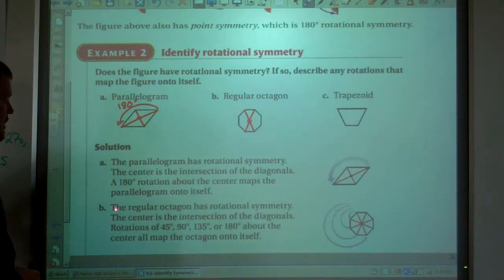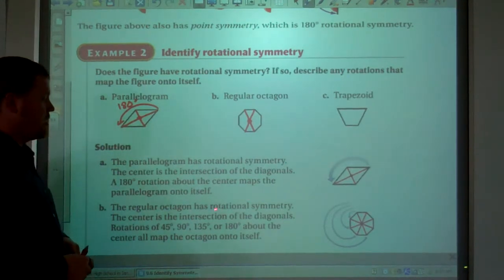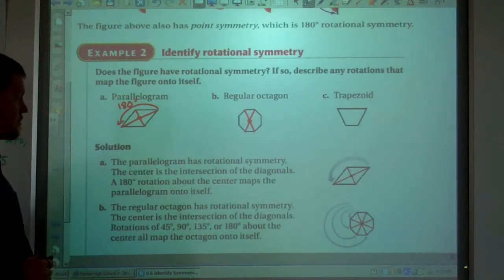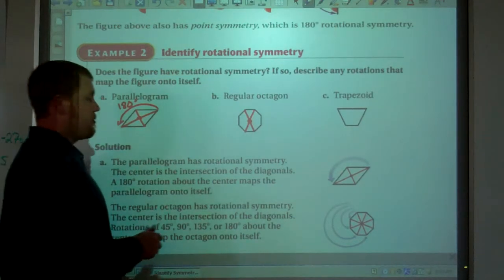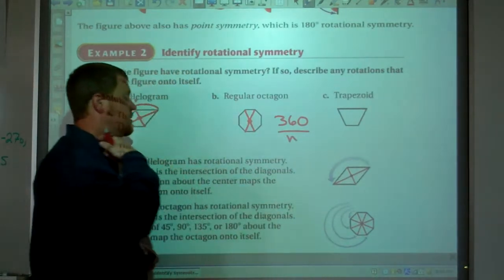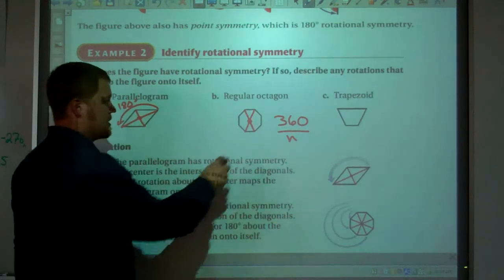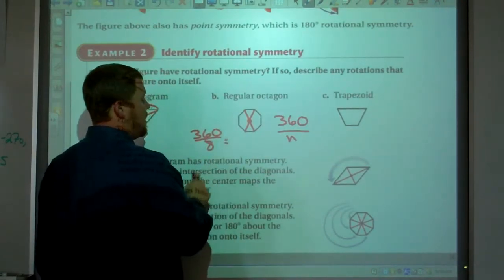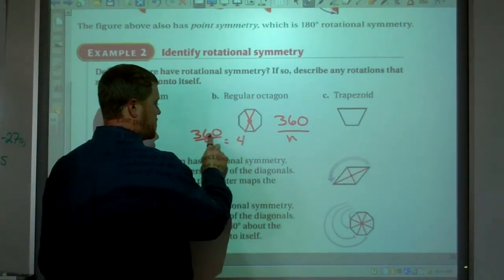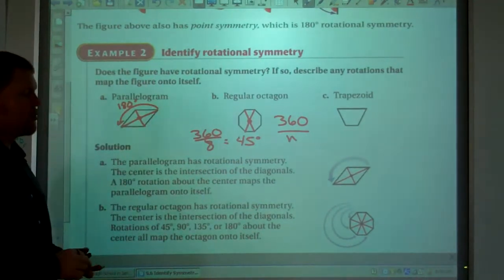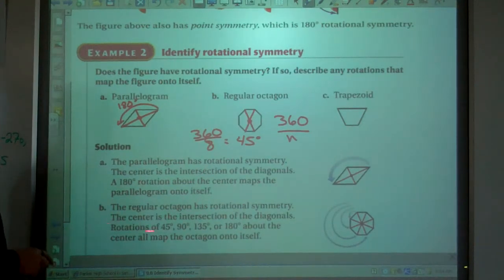The center is the intersection of the diagonals. Rotations of 45, 90, 135, or 180 about the center. And we have an octagon here. If you take 360 divided by the number of sides, in this case it's 8, so 360 divided by 8: 8 goes into 36 four times, there's 4 left over, 8 goes into 40 five times, so 45. So every 45 degrees, you're going to have a rotational symmetry.